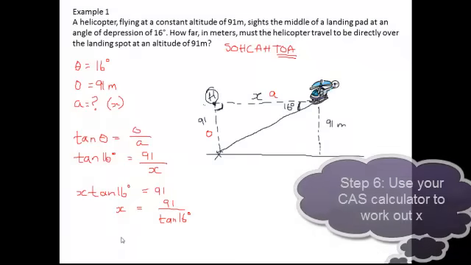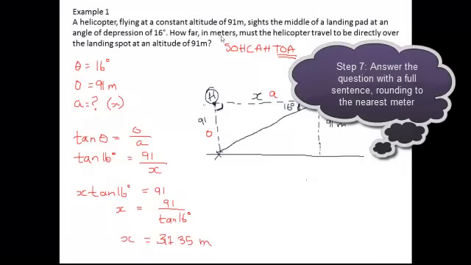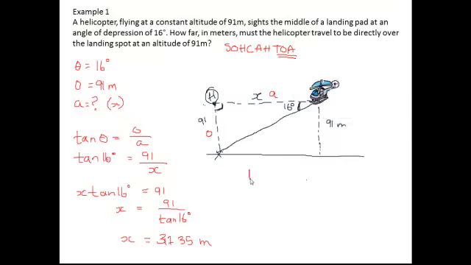Okay, and hopefully you're okay with your calculator now. So when you put that into your calculator, you get an answer of 317.35 to 2 decimal places. Okay, so our final step would be to round our answer to the nearest meter, because we've been asked how far in meters must the helicopter travel, and to write a full sentence answer. So the helicopter would have to fly 317 meters.